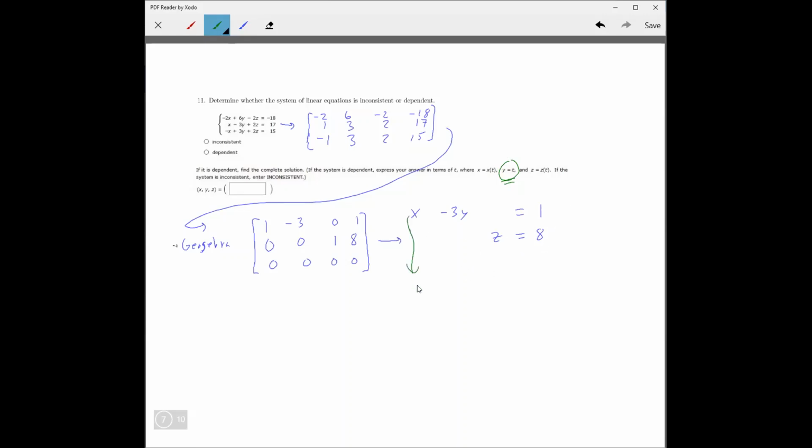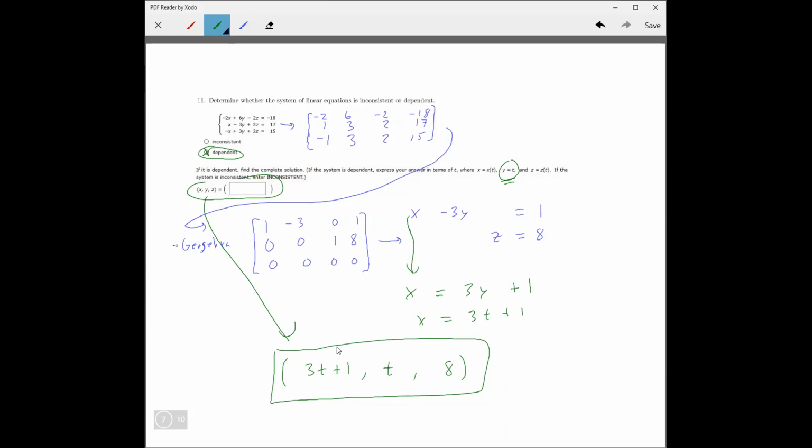So if you take this first equation and solve for x, you get x equals 3y plus 1. But making this substitution here, you get x equals 3t plus 1. Okay, so this is dependent because you're going to have infinitely many solutions. There's not enough space for me to do that here, so I'll do it right here. So x is 3t plus 1, y is t from here, and then z is 8. So just an 8 from there. Okay, that's going to be your answer for number 11.